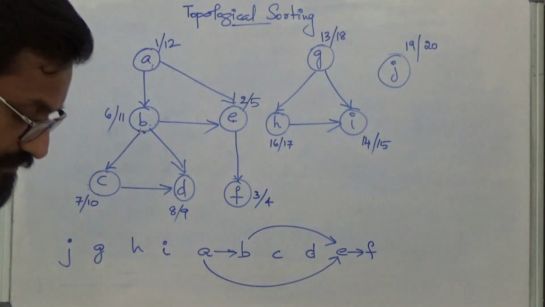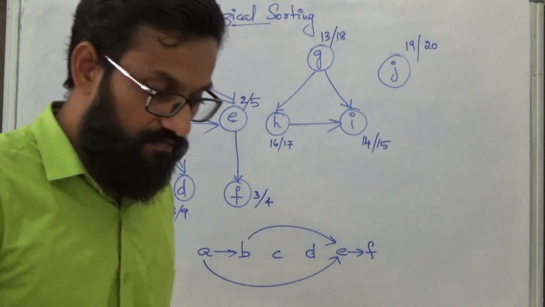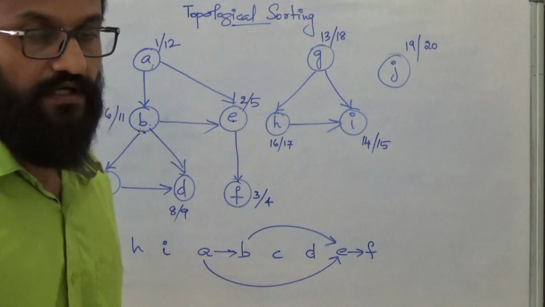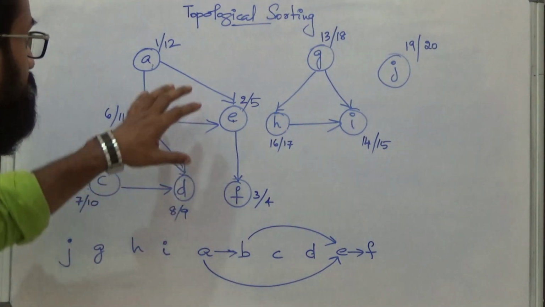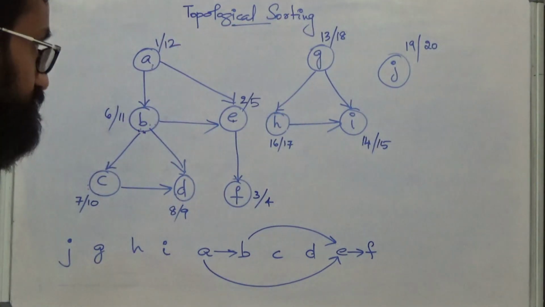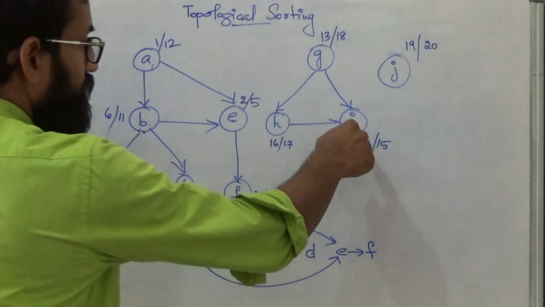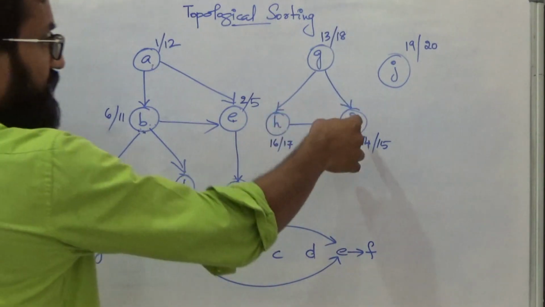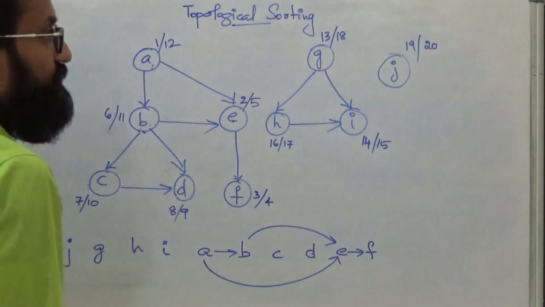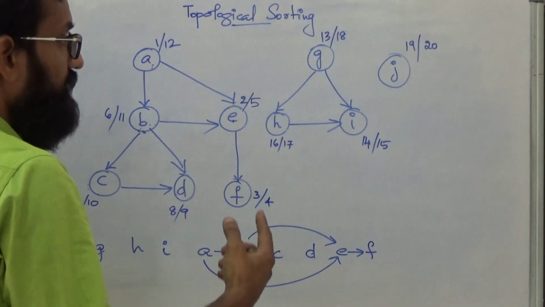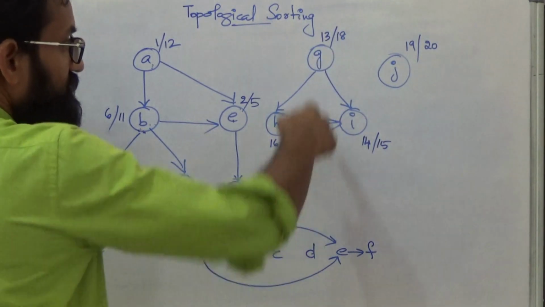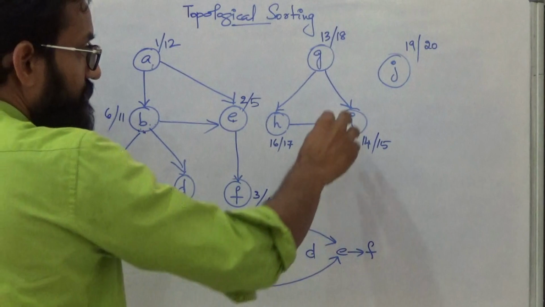Now one important application of topological sorted sequence is in job scheduling. Job scheduling in the sense, assume that these are the jobs to be executed. If I consider job I, I can start execution only after completing execution of jobs G and H. So this is actually the dependency graph.